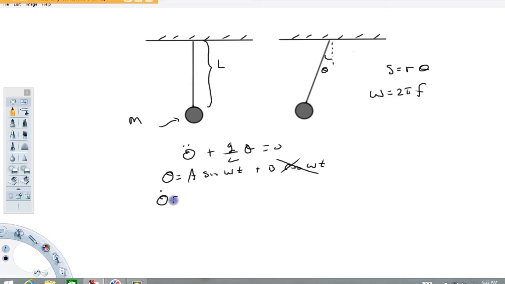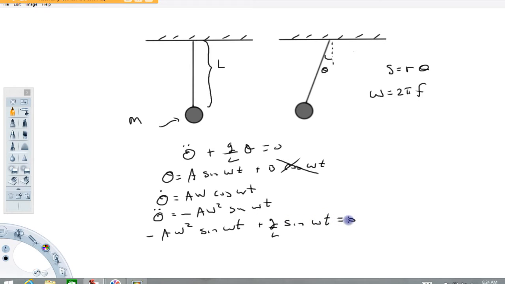So theta dot is equal to, time differentiating this once, a omega cosine omega t. And then theta double dot, differentiating again, the derivative of a cosine function being a sine function, minus a omega squared sine omega t. All right, so now we're ready to roll. We're going to sub this here. And then we're going to sub this here. Equals 0.